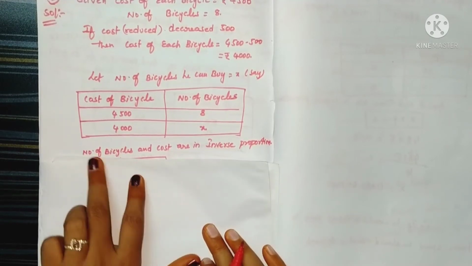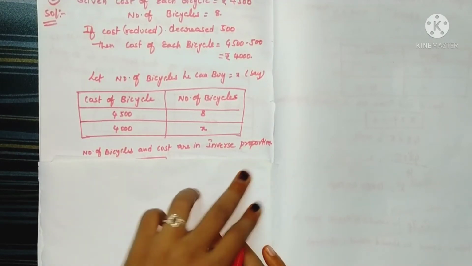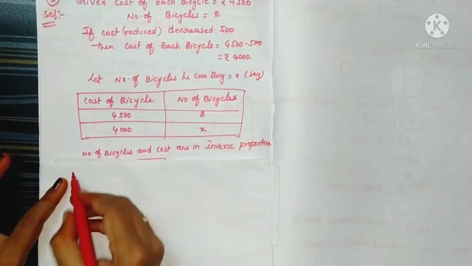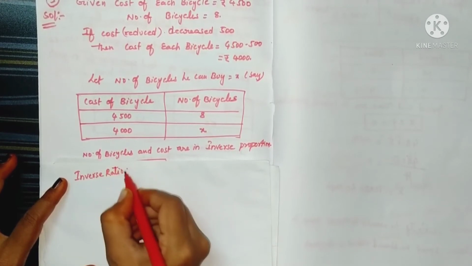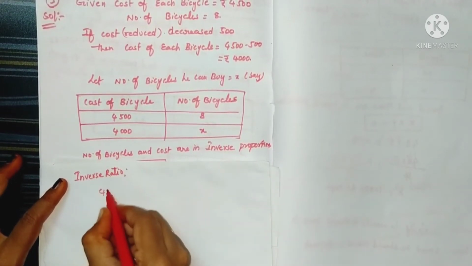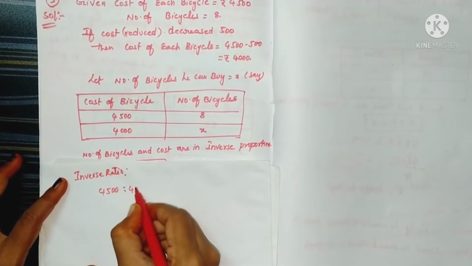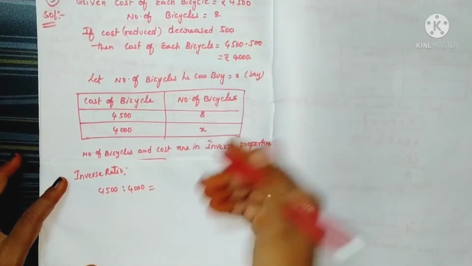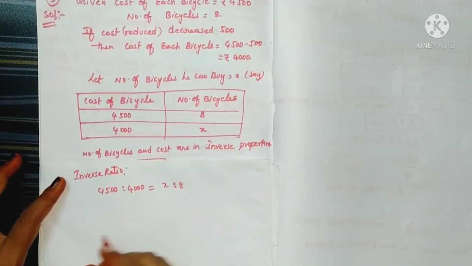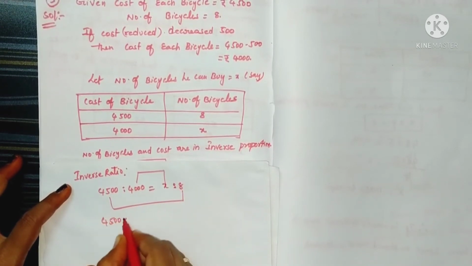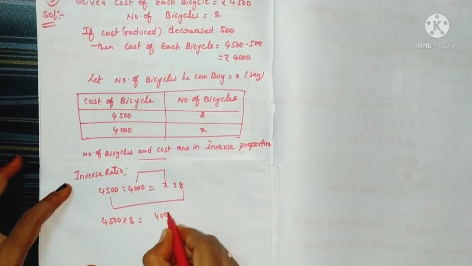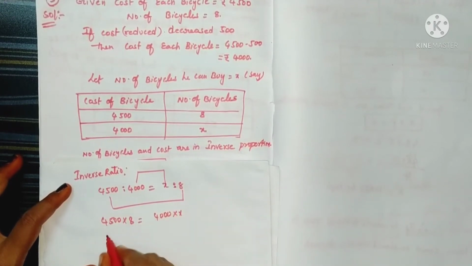So next, method 2. Here, same as before, number of bicycles and cost are in inverse proportion. Everything is the same. Now inverse ratio. Inverse ratio means first take 4500 is to 4000 is equal to, it's just a reverse, x is to 8. Product of extremes is equals to product of means: 4000 into x. So after transposing, it comes under division. So same cancellations.